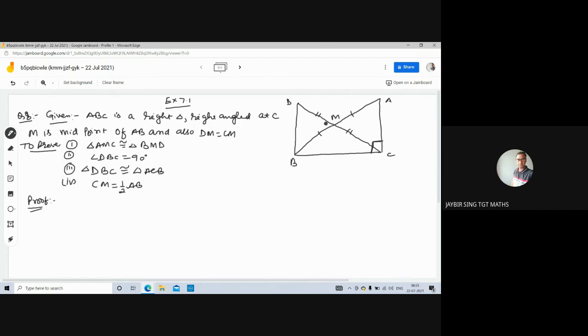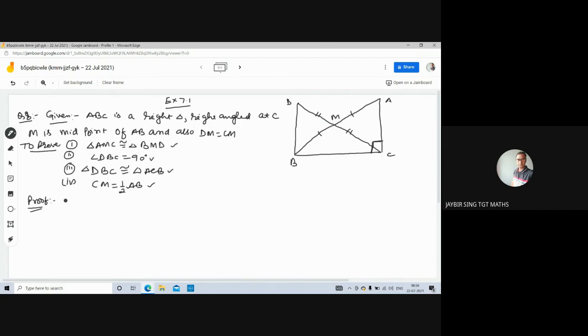M is produced to point D such that DM is equal to CM. Show that triangle AMC is congruent to triangle BMD. This is the first part. Second part, angle DBC is 90 degrees or a right angle. Third is triangle DBC is congruent to triangle ACB. And fourth is CM is equal to half AB.